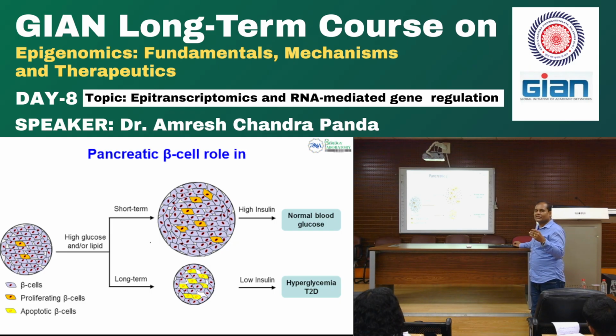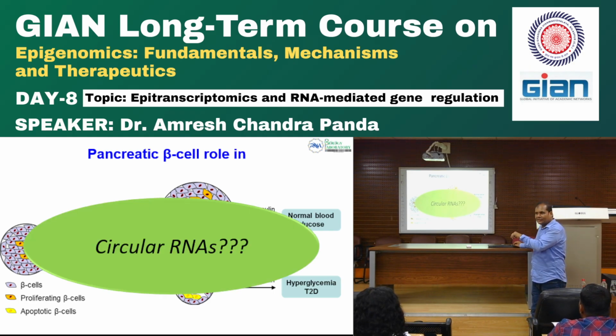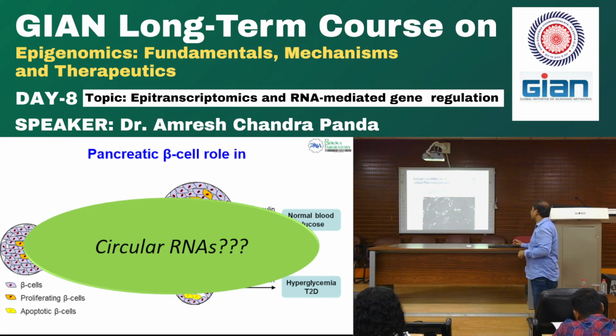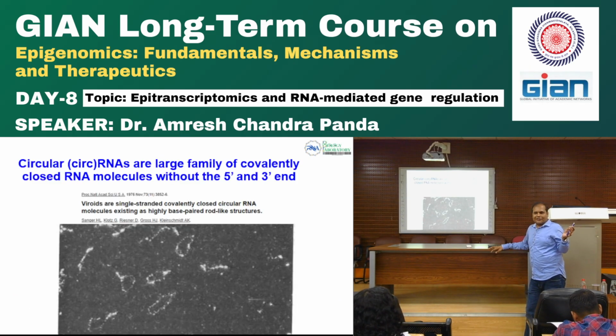And my lab is looking at like what happens when you treat the cells with glucose in terms of changes happening in the long non-coding RNA, specifically circular RNA, how it is getting regulated, and how this circular RNA regulate the gene expression in beta cell that is important for beta cell growth. Okay, and you all don't know about circular RNA, right?